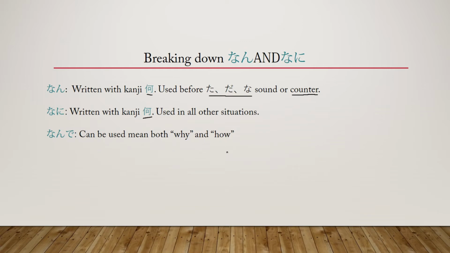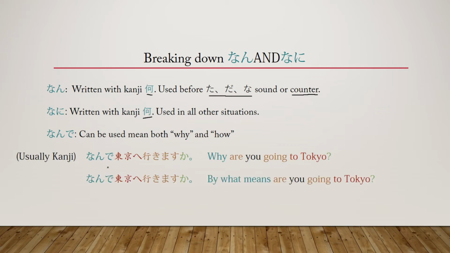So the reason that this causes confusion is because look at these two sentences. You have nande Tokyo e ikimashita ka and nande Tokyo e ikimashita ka. They're the exact same sentence, have the exact same pronunciation. However, the first one basically means why are you going to Tokyo, and the second one means by what means are you going to Tokyo. So by car, by Shinkansen, something like that. So the confusing part is how do you tell the difference between whether it's why are you going to Tokyo or by what means are you going to Tokyo?